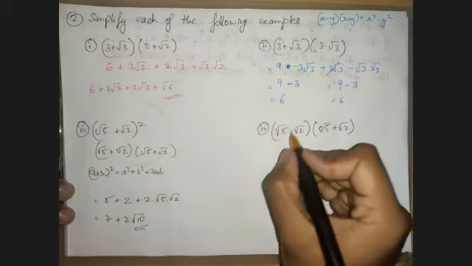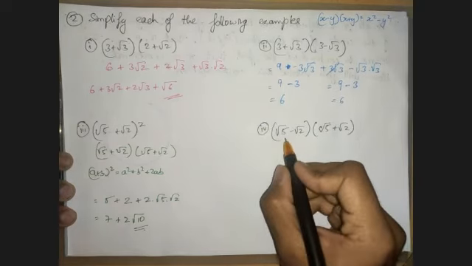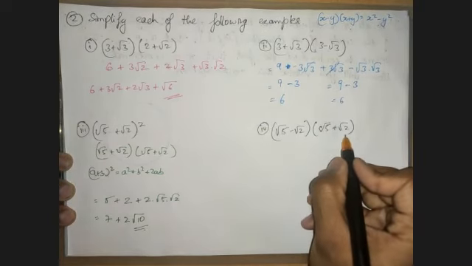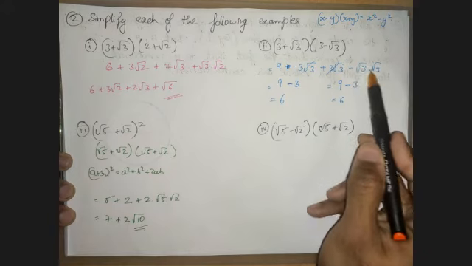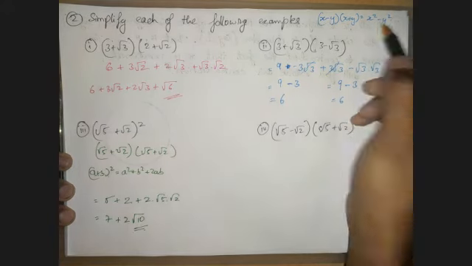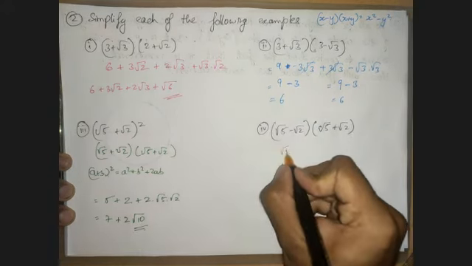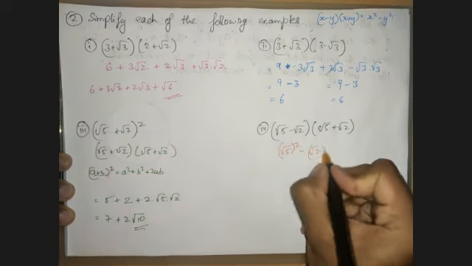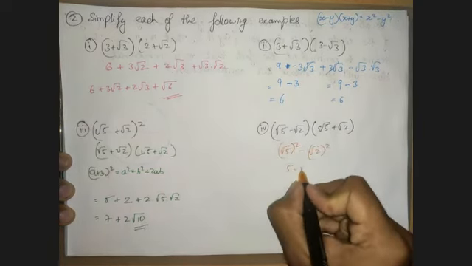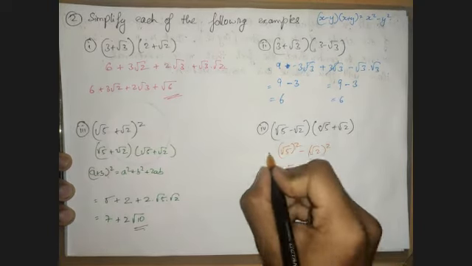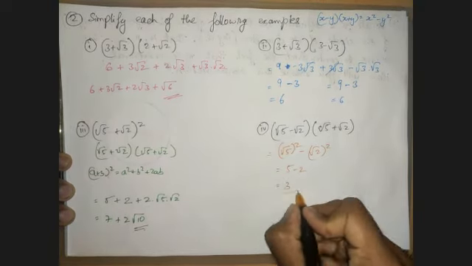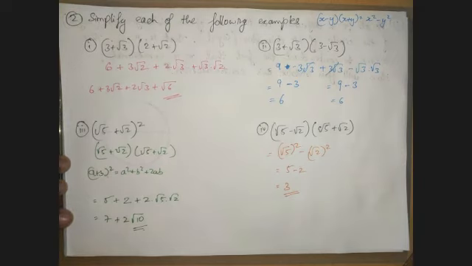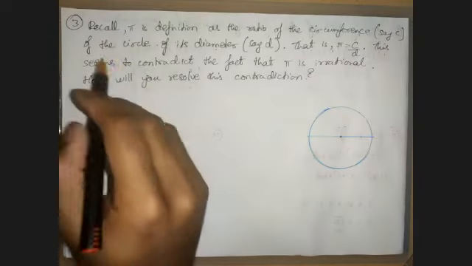Let me look at this problem, that is root 5 minus root 2 into root 5 plus root 2. I can expand and solve like this, or I can directly use this formula. That is root 5 whole square minus root 2 whole square, which is nothing but 5 minus 2, is equal to 3. Simple. So now let us read the next problem.